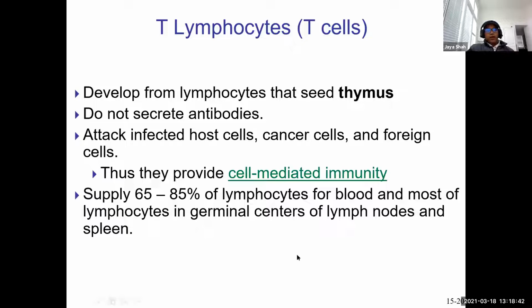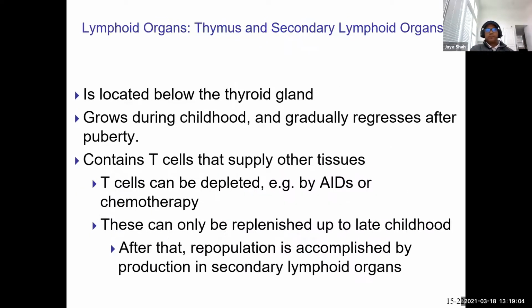T cells supply 65 to 85% of lymphocytes in blood, and most of the lymphocytes in the germinal centers of lymph nodes and spleen. These lymphocytes are migrating everywhere, from one lymph node to another lymph node. They are traveling so they can meet the antigens.